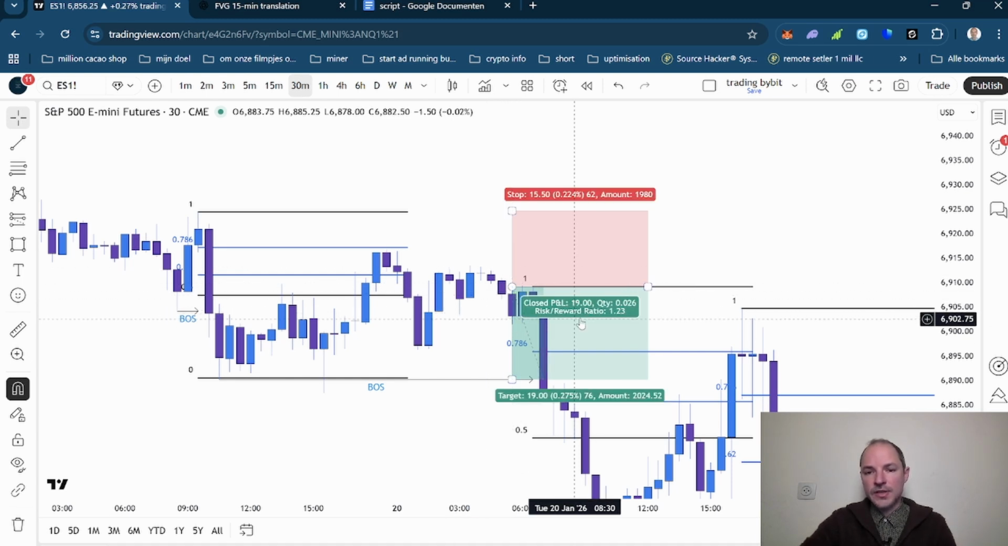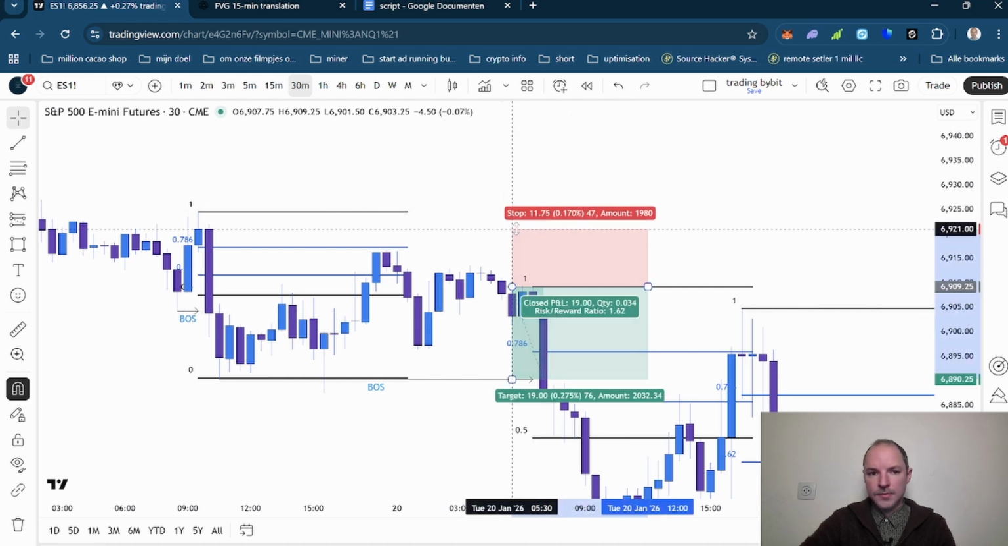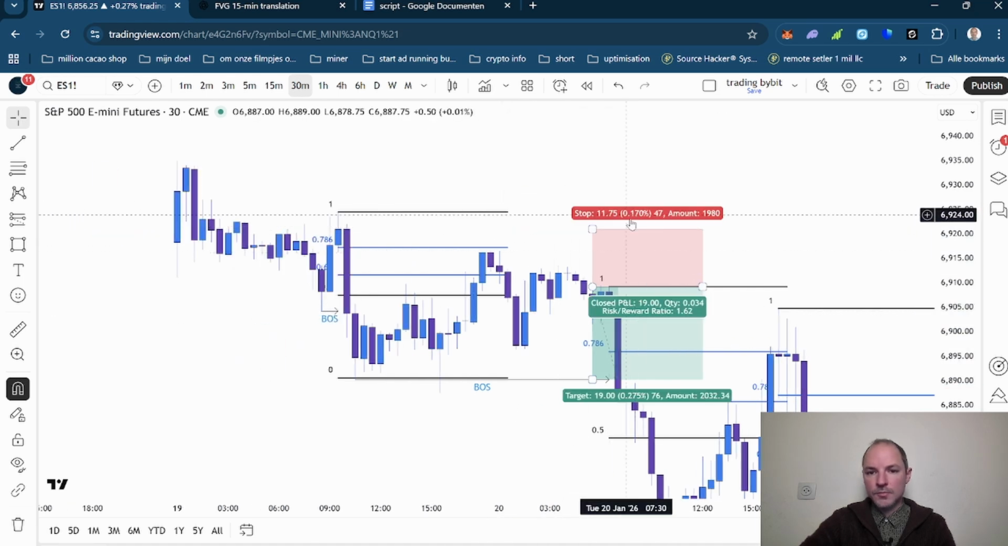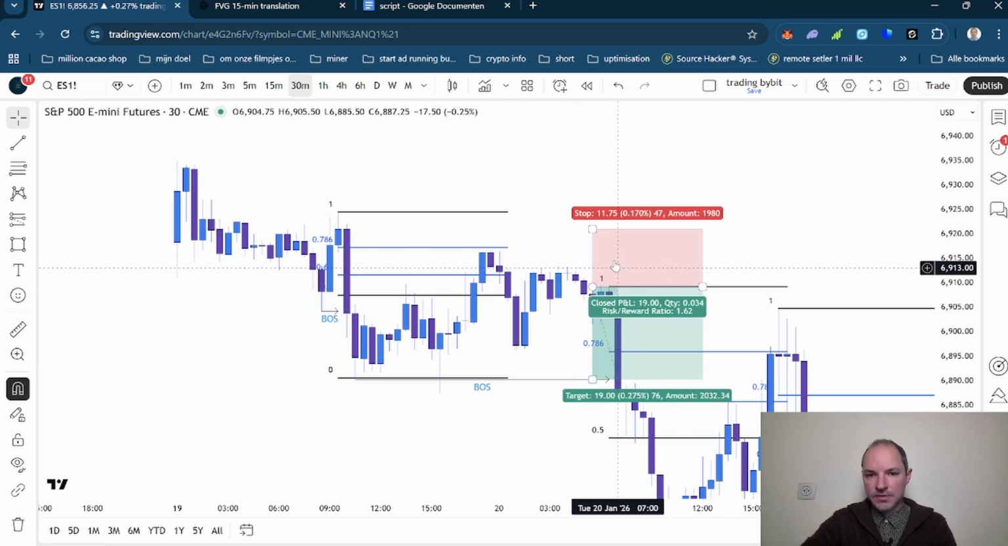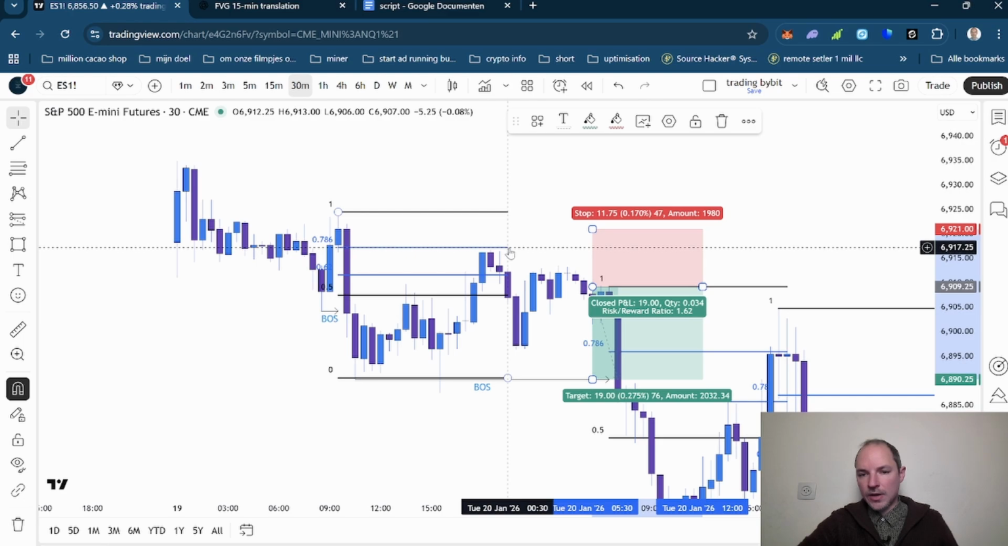Make sure that you at least get a 1.5, otherwise I would not take it. Do not move your stop, you have to move your entry up, so that you have a smaller stop, not the other way around.